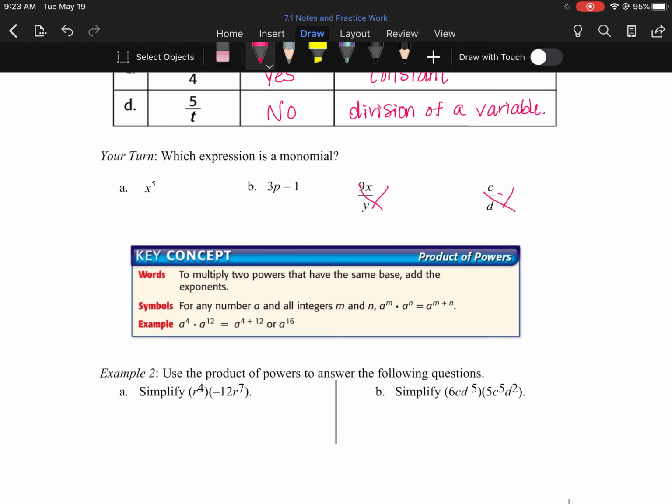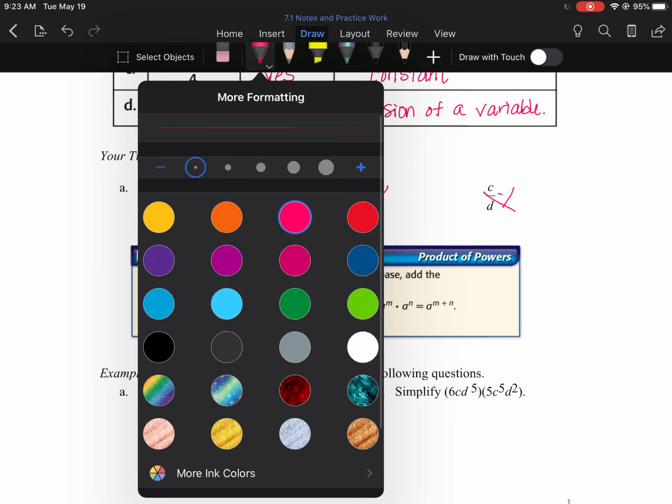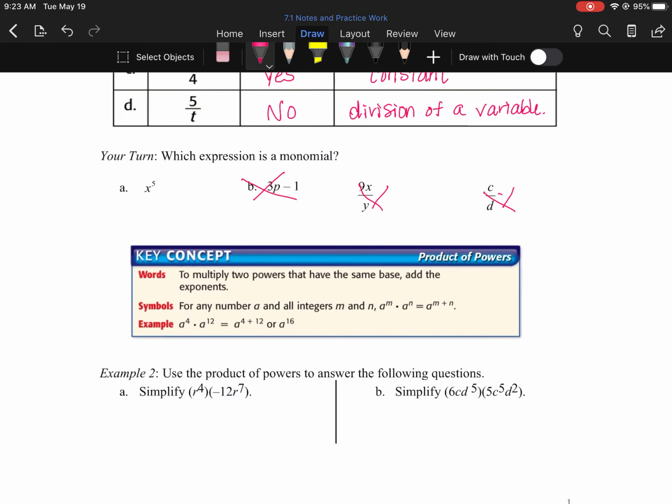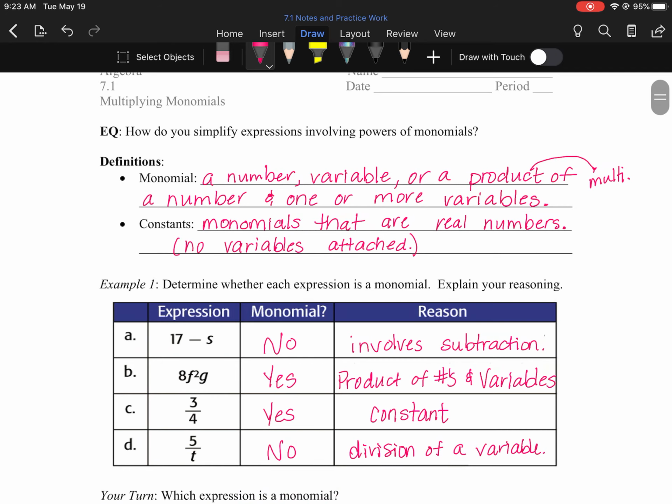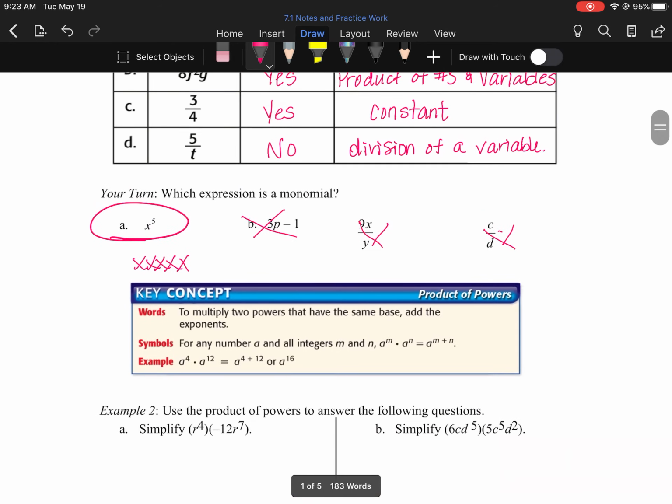B, we see subtraction, so that doesn't work. A is the only one that is just a variable by itself. It does have an exponent, but if you think about that, exponents just mean 2, 3, 4, 5, that I have 5 x's being multiplied together. If we go back up to the definition of a monomial, a product of a number and one or more variables. So my number would be 1, and then it's just being multiplied by a bunch of x's.